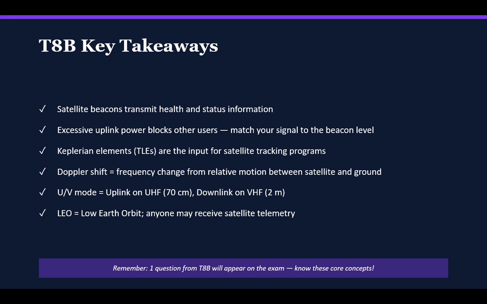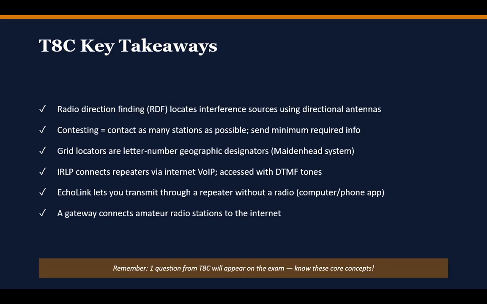So finding our next takeaway slide, here we go. So from THC, radio direction finding, or RDF, locates interference sources using directional antennas. So you can take that Yagi antenna or those satellite arrow antennas, something like that, and actually hold it in your hand with a receiver and pivot and point and try to figure out where something's coming from.